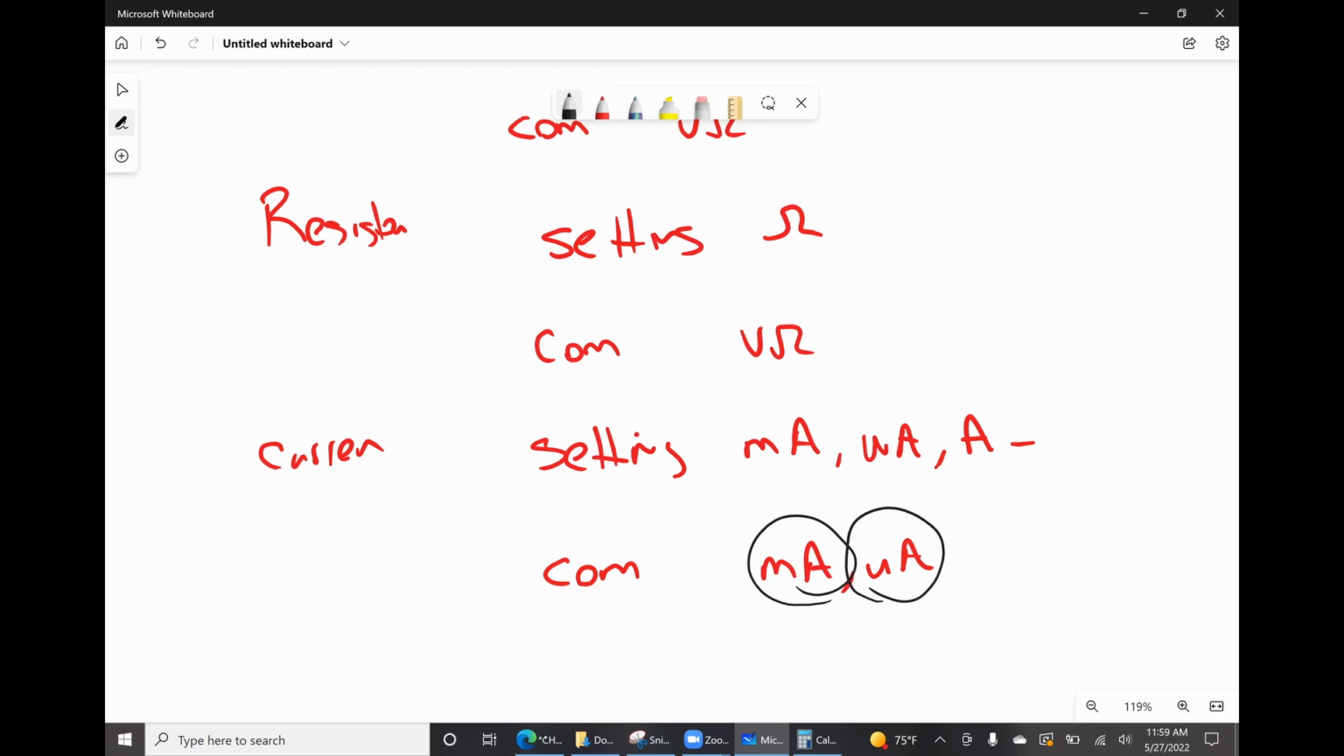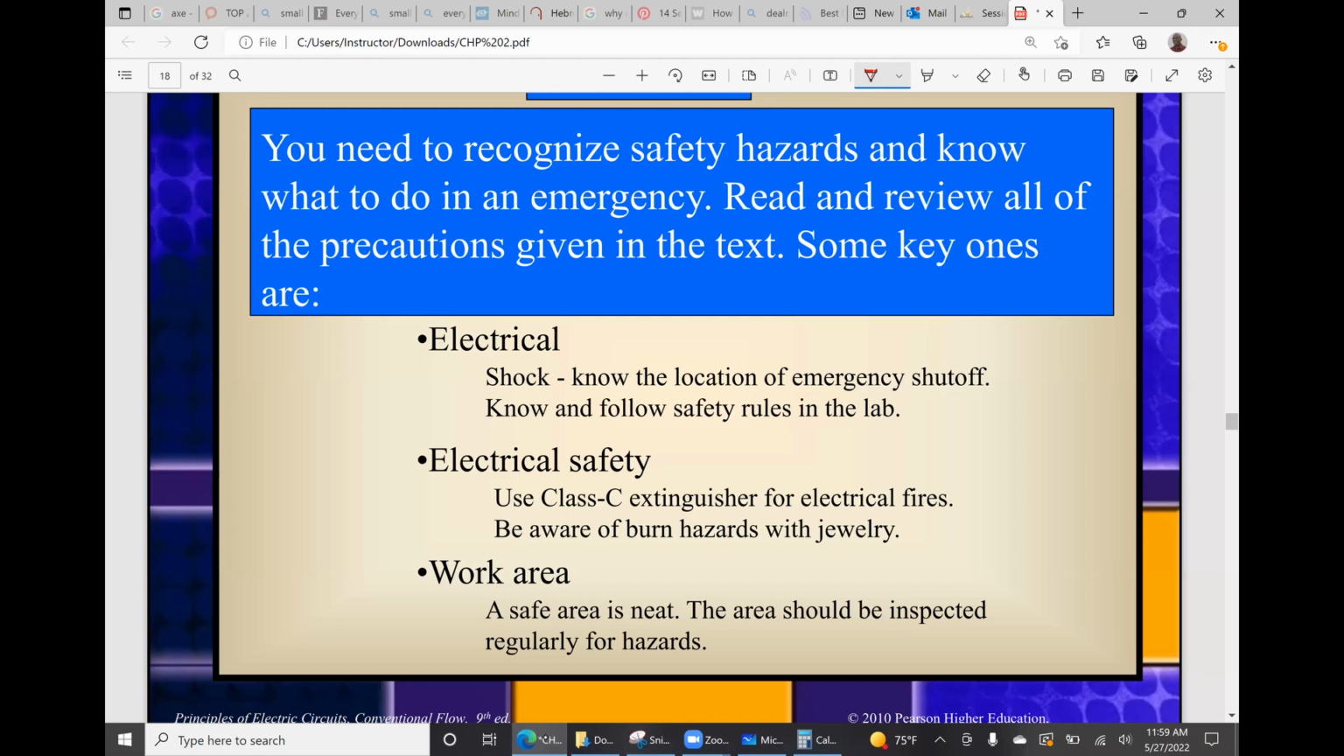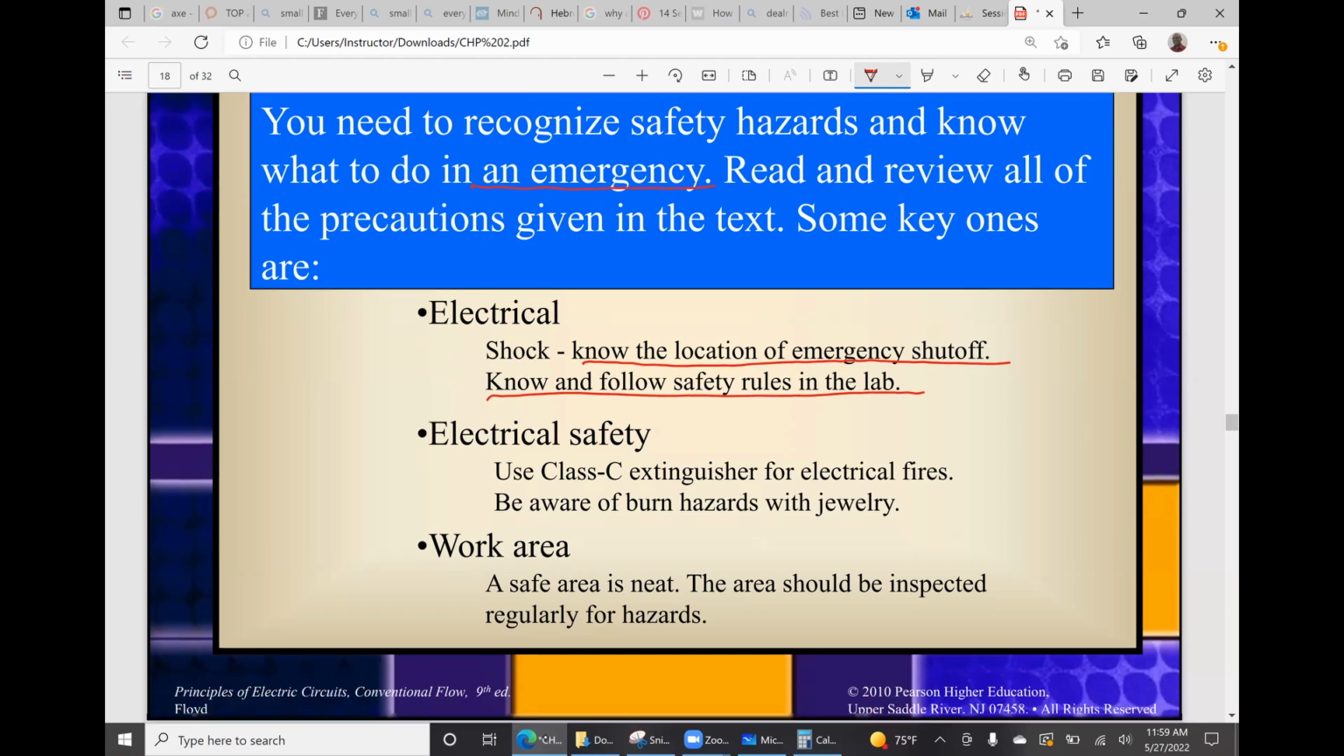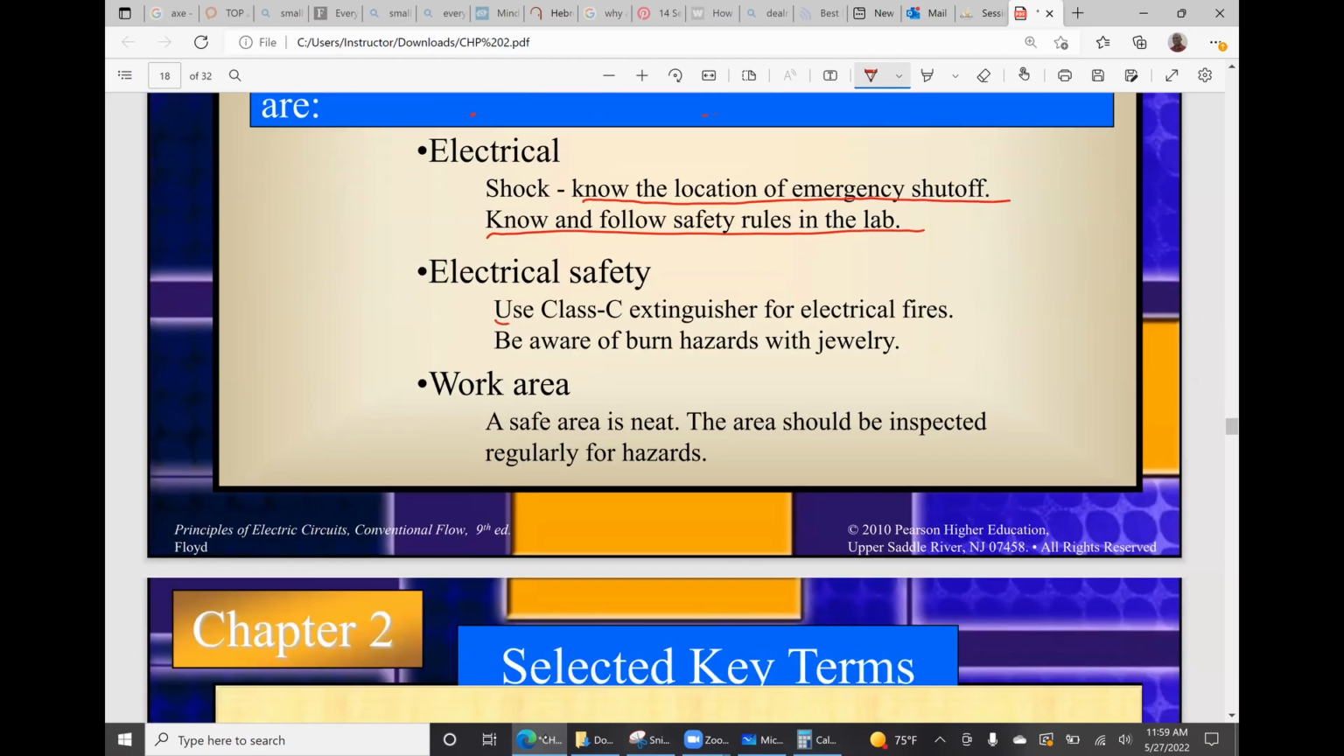So as we end here, just remind you of safety. We need to recognize safety hazards and what to do in an emergency, and we talked about that in the lab. Some key ones, we have electrical shock. You should know the location of the emergency shutoff. Know and follow the safety rules in the lab. Electrical safety. Identify where your fire extinguishers are to put out electrical fires, and be aware of burn hazards with jewelry. So again, that's one of the rules you'll see when you do your lab.